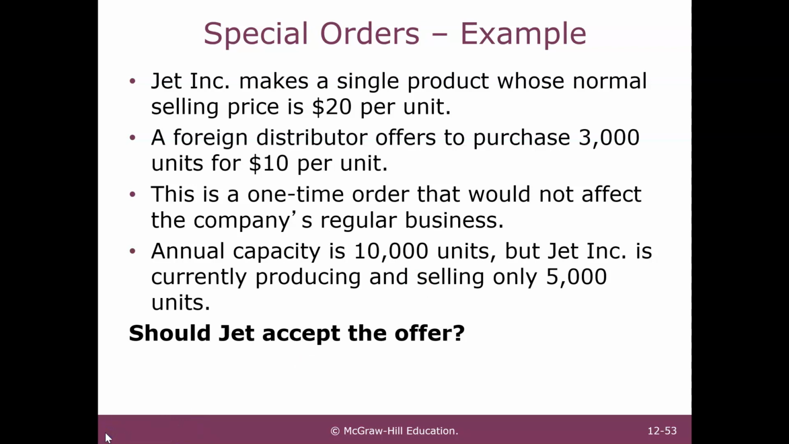Before actually going into calculating whether we should do this, there are a couple of other things that we want to look at. One is, do they have the capacity to take on this extra order? Their annual capacity is 10,000 units. They're currently only selling 5,000 units, and this one-time order is 3,000 units, so they have enough capacity to do it. And this product normally sells for $20, and they're saying that they want to purchase it for $10. But it is a large order, so we want to see if we want to accept the offer or not.